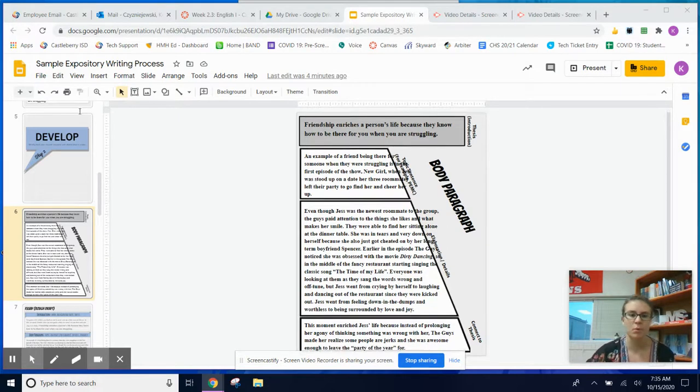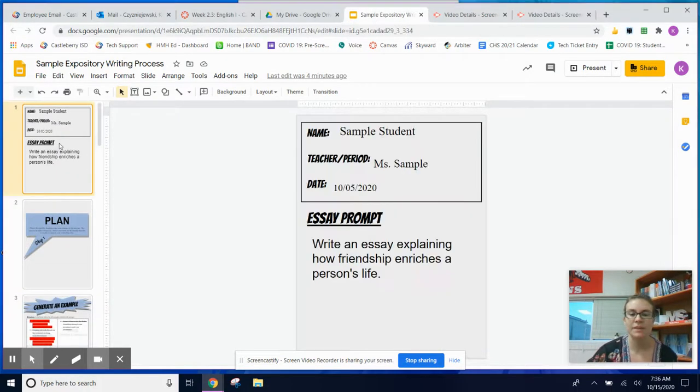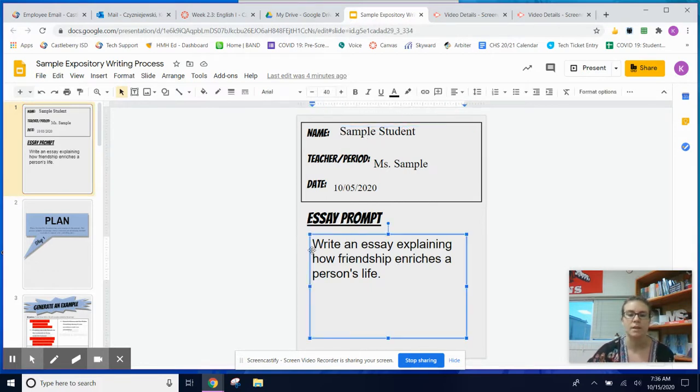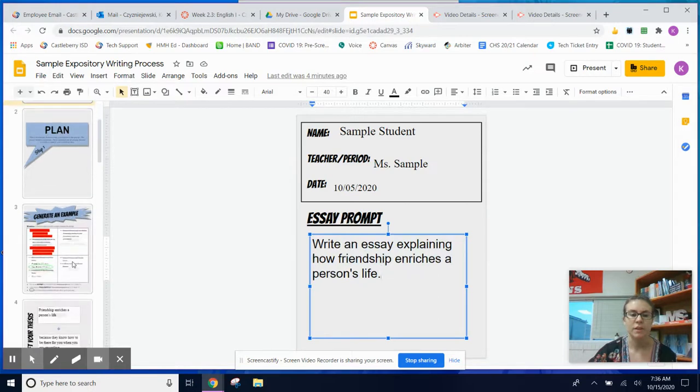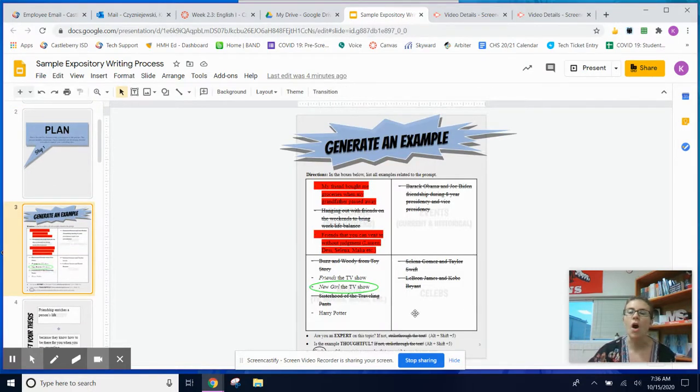Okay, so remember once again, our prompt in this example, remember this is an example, it's not your actual assignment, was to write an essay explaining how friendship enriches a person's life. So then I went and thought of all the examples in my head that I could think of that prove that friendship does actually enrich a person's life.